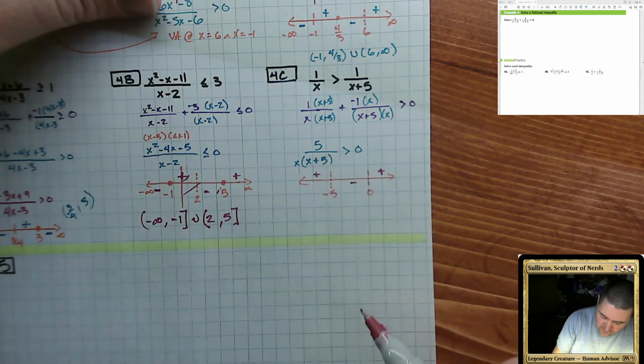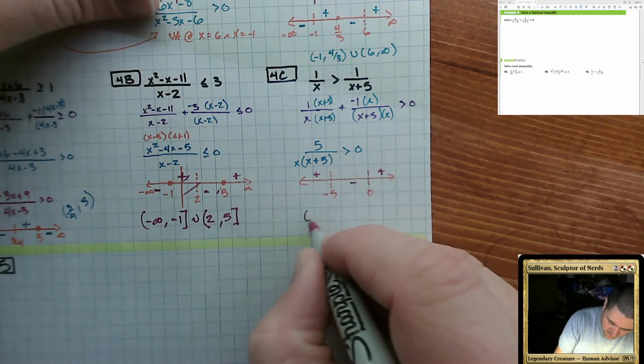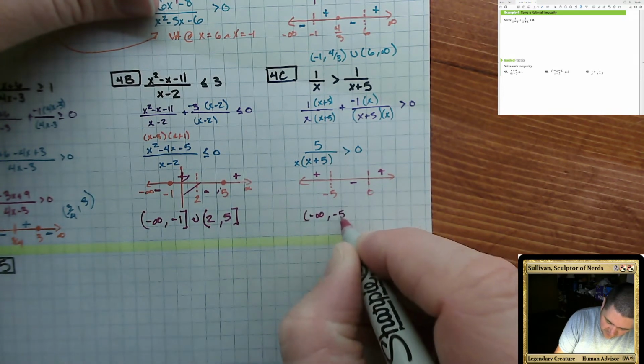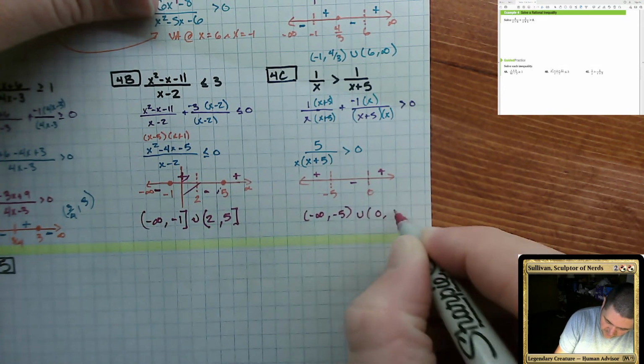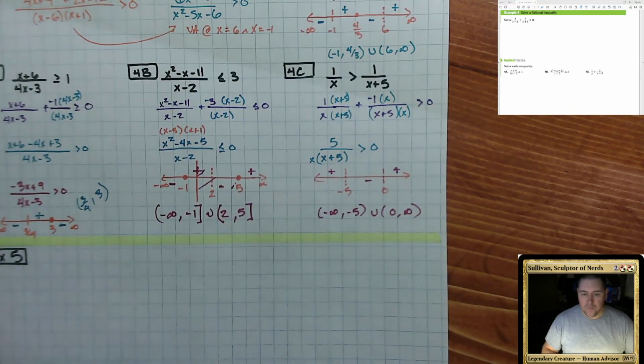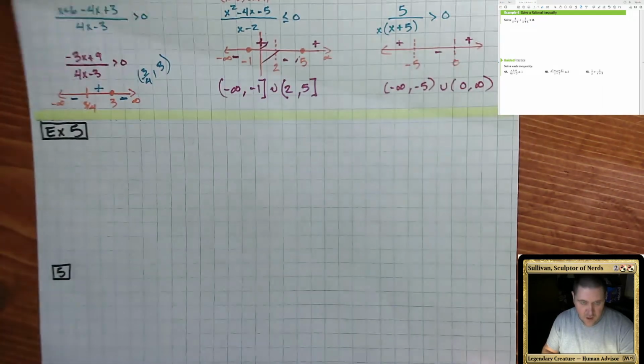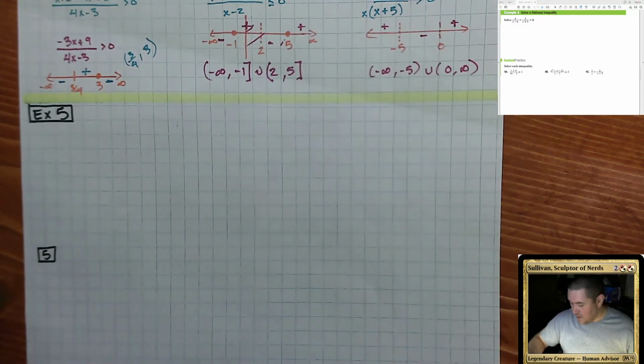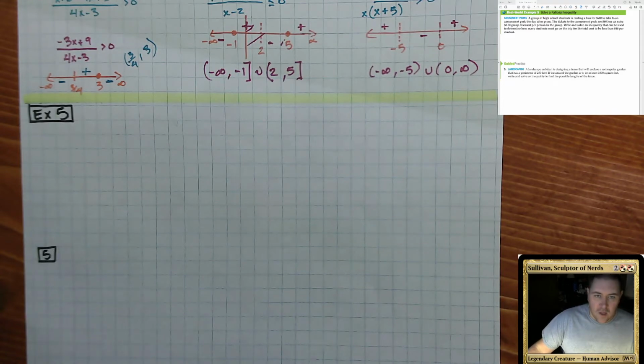And then, where is this thing greater than 0? Well, from negative infinity to negative 5, union 0 to infinity. Whew. And then, the last part. Blah, blah, blah, do what you just did, except now it's words. I'm going to start yawning more because I'm really tired.